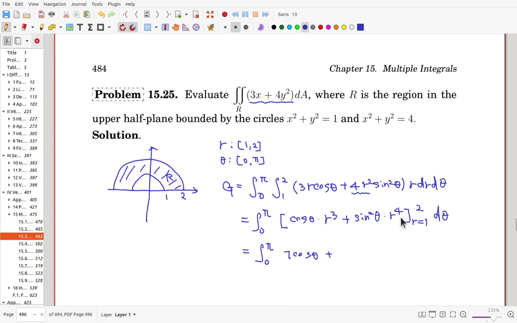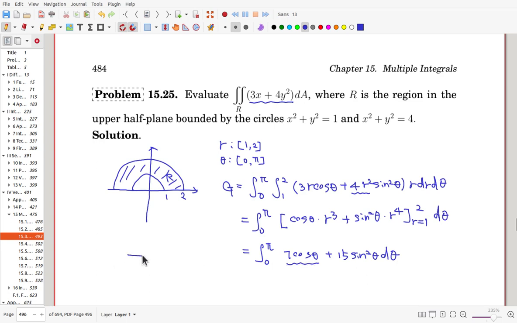Now 16 minus 1, which is 15, and sine squared theta d theta. Okay, let's see this one. Cosine theta from 0 to pi. Theta is moving from 0 to pi, and cosine theta itself will be half positive and half negative.